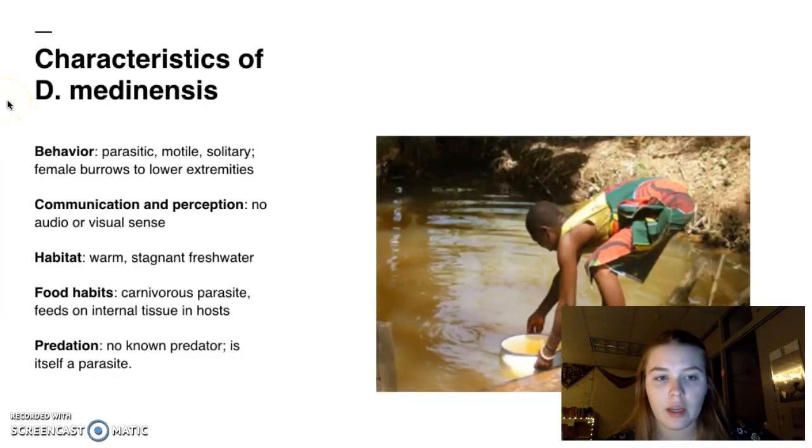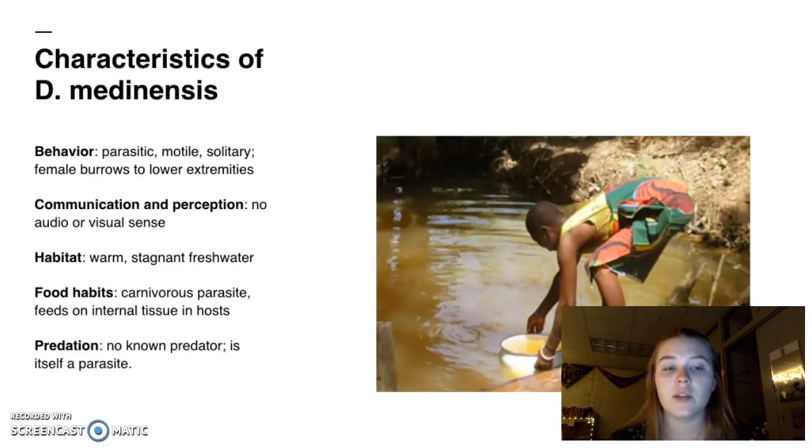As for its behavior, it is parasitic and motile and solitary. So parasitic means that it feeds off of another host. Motile means it moves on its own, and solitary means that it kind of does its own thing. Like it's not a colony of worms. So one example of that is that the female burrows to the lower extremities to kind of move out to the outside of the body and release the larvae.